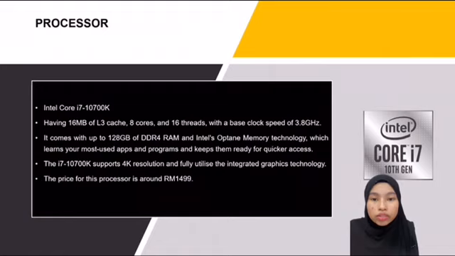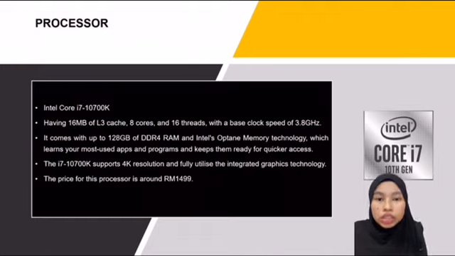The Intel Core i7 is a desktop processor having 16MB of L3 cache, 8 cores and 16 threads with a base clock speed of 3.8 GHz. The Intel i7 supports 4K resolution and fully utilizes the integrated graphics technology. The price for this processor is around RM1,499. Even though this Intel Core i7 is quite pricey, it works for a long time.